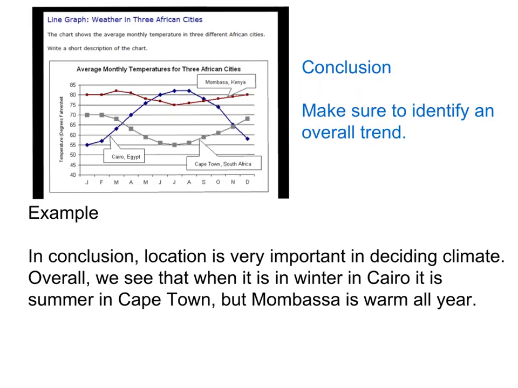In your conclusion, make sure that you identify an overall trend. I can say that in conclusion, location is very important in deciding climate. Overall, we see that when it is winter in Cairo, it is summer in Cape Town, but Mombasa is warm all year.